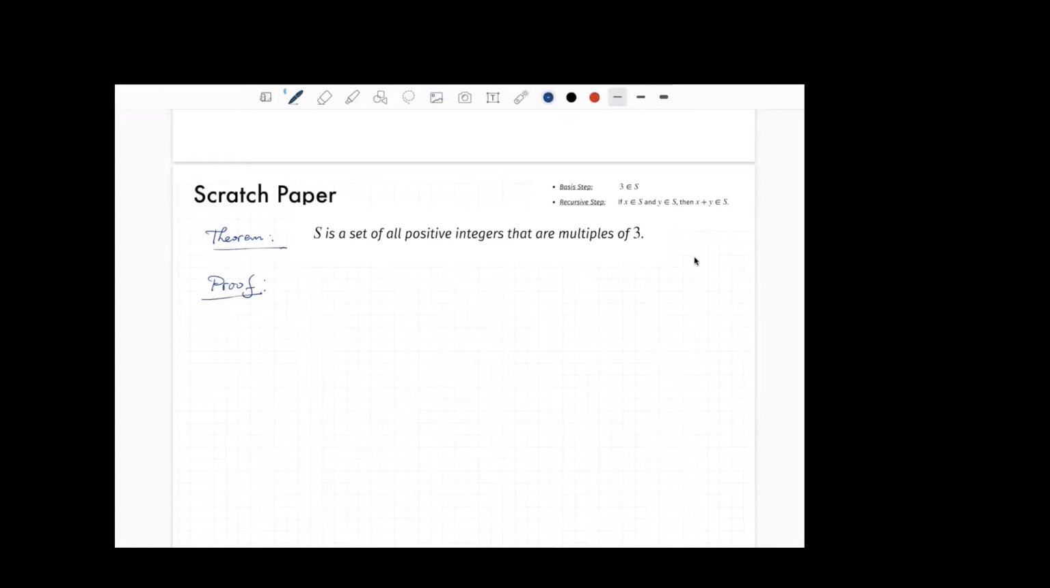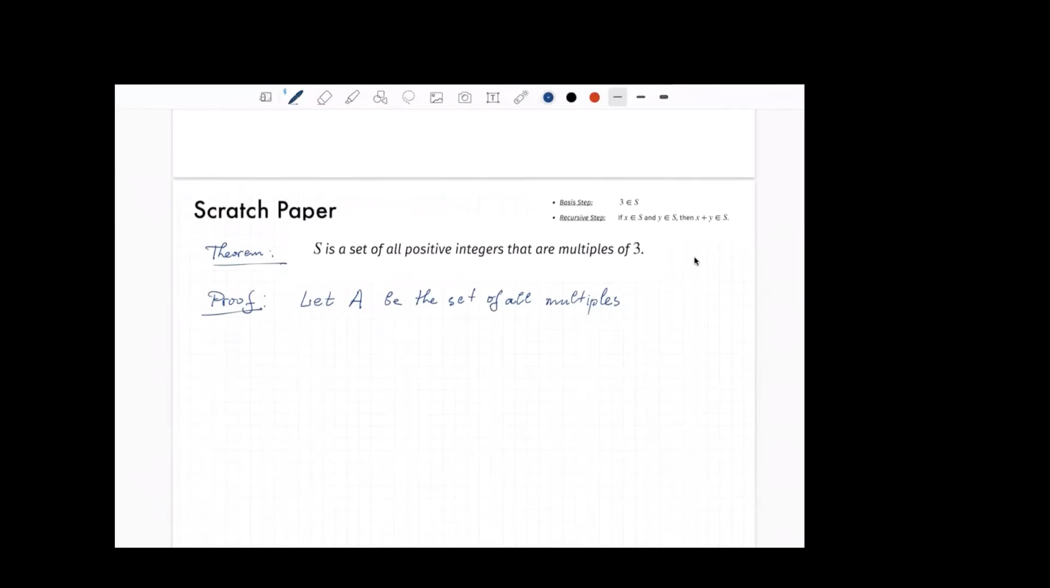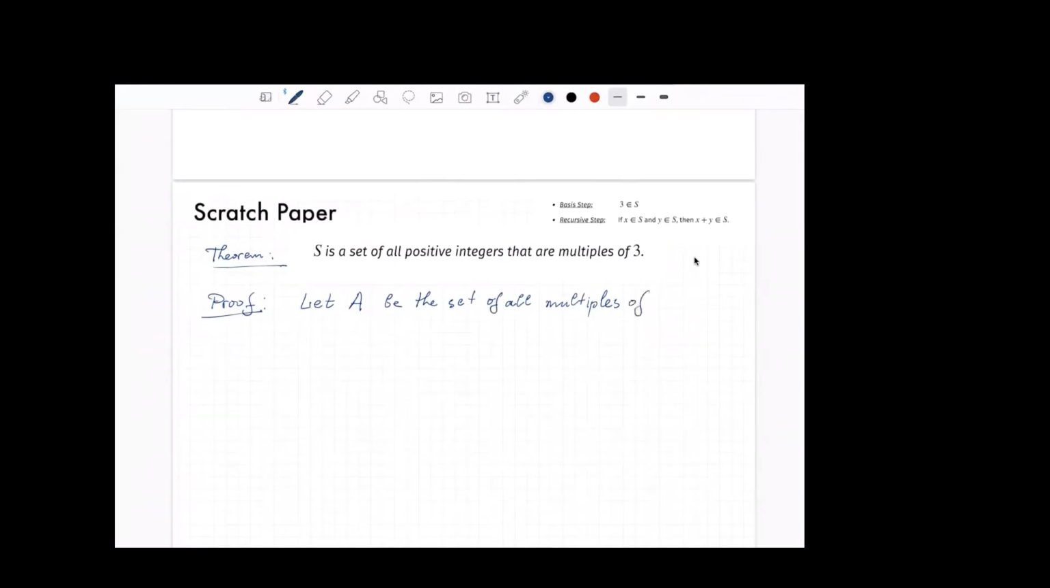So how do you prove something like that? First of all, you start by being more concrete, by giving names to things. So let's give this set a name. Let's call it A. Let A be the set of all multiples of 3. So this is the set of integers, the set of all multiples of 3. I'm going to write this proof in detail, so you can ask me questions at every step if there's something unclear.